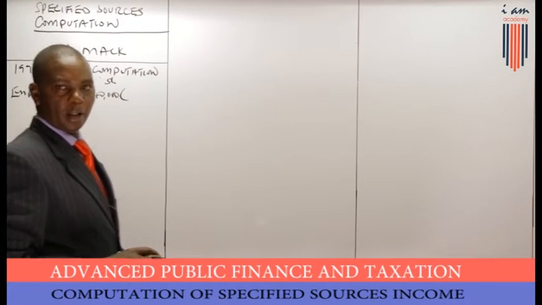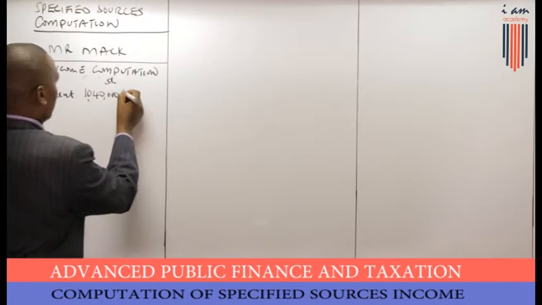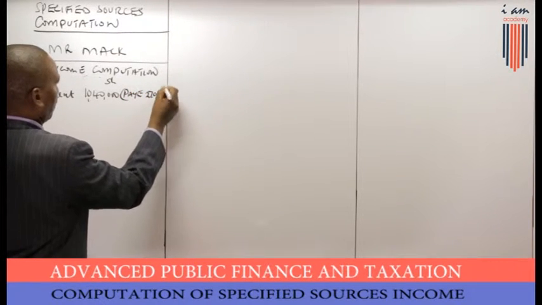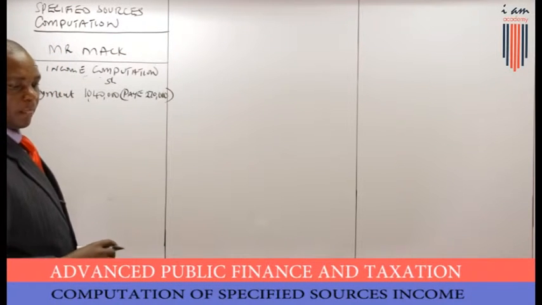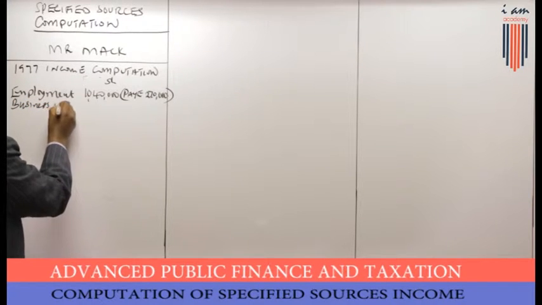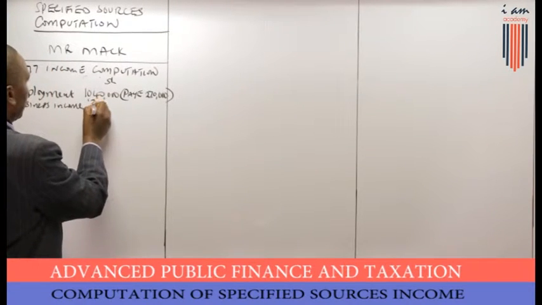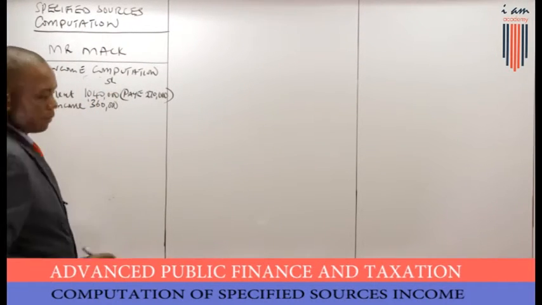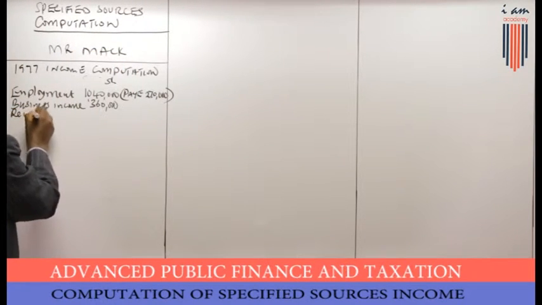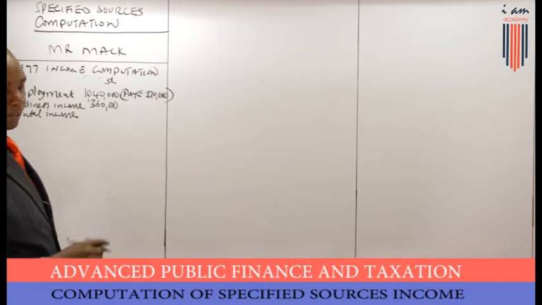On this income, he paid PAYE of about 270,000. Then Mr. Mark also has some business income, in this case 360,000. We are taking figures at random. Mark also has some rental income, and in this case, 600,000.